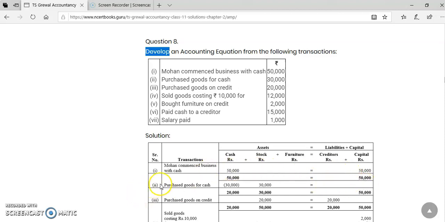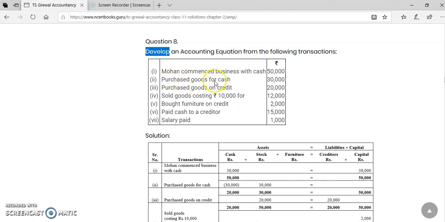Does that mean your question is over? No, because it is mentioned develop. Develop means the first transaction you have developed in the form of accounting equation. Now you are going to develop the second equation. Your business is still continuing. You are having cash in hand 50,000 and your capital is 50,000. So for the next transaction you have to carry this cash as well as capital. Now we are continuing with the second transaction.